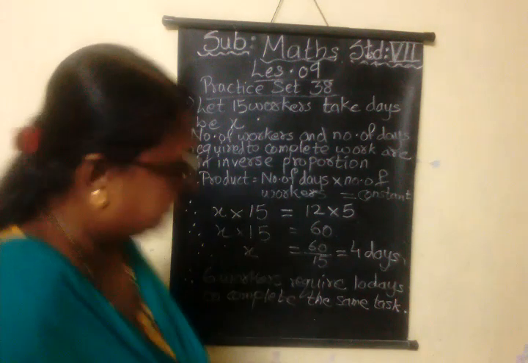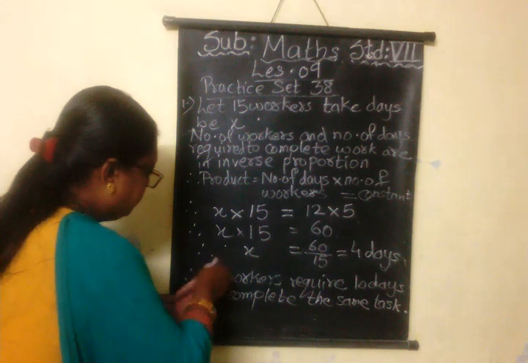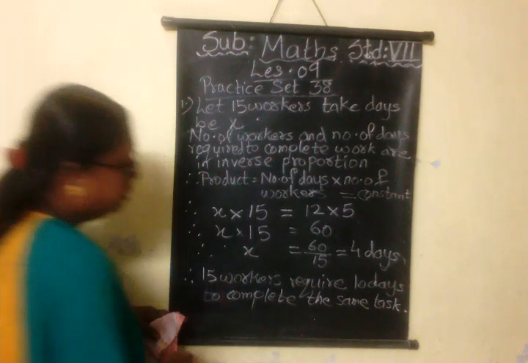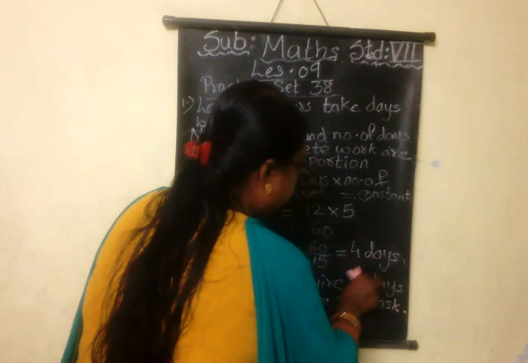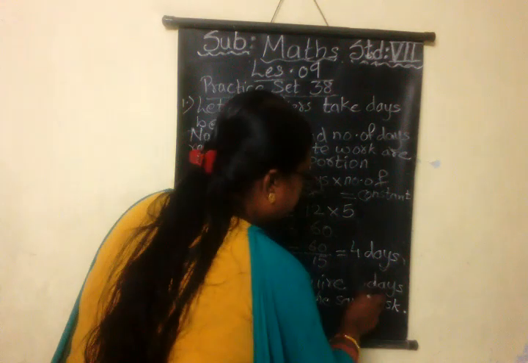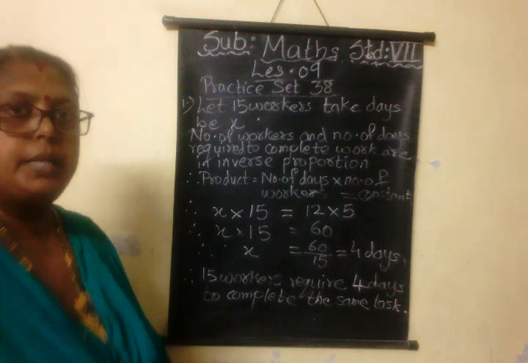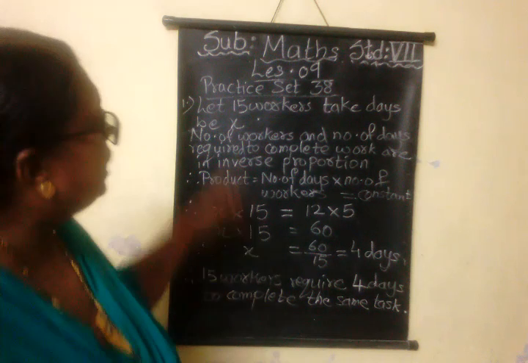So, here we will write as: 15 workers require 4 days to complete the same task. So both the answers are completed.